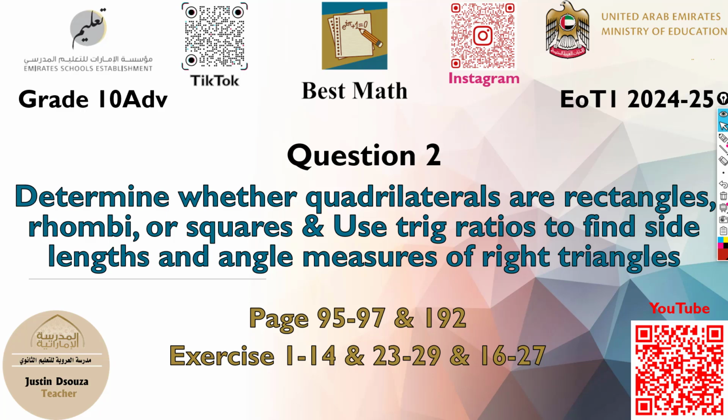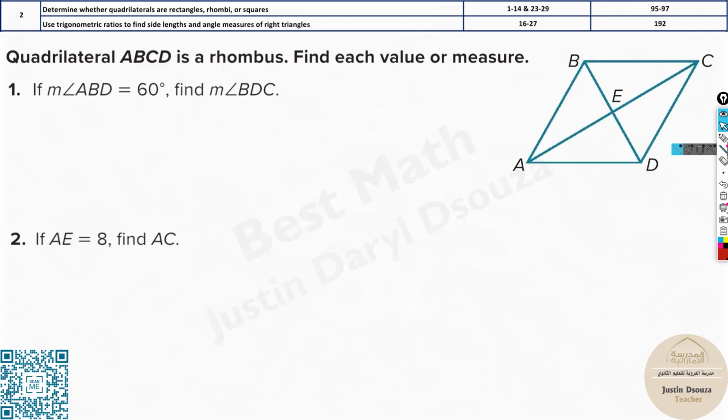We are back again with question 2. This has two different topics. One is with the quadrilaterals and the second one is about trigonometric functions. Now let's begin with the quadrilaterals. A quadrilateral is anything that is having four sides. It's an enclosed figure with four sides.